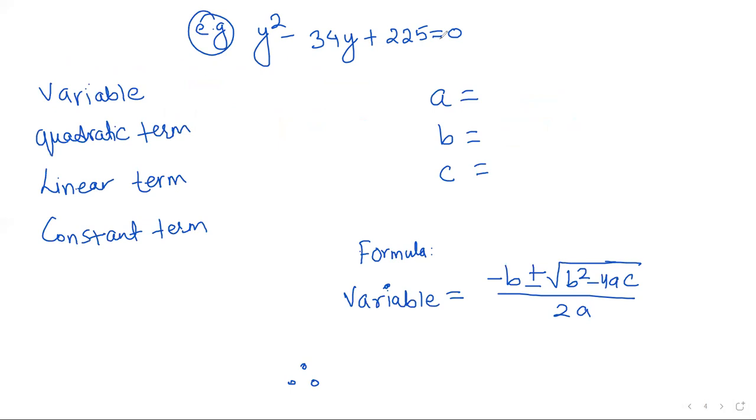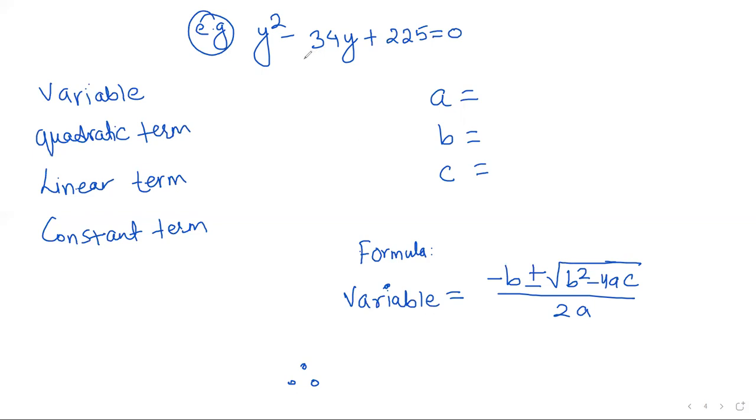This is an equation because we have this equal sign. And this is a quadratic equation because the largest power the variable is raised to is 2. So the variable here is y. You can see y is the variable. In some other cases, you can have x or g or a or b or any variable.